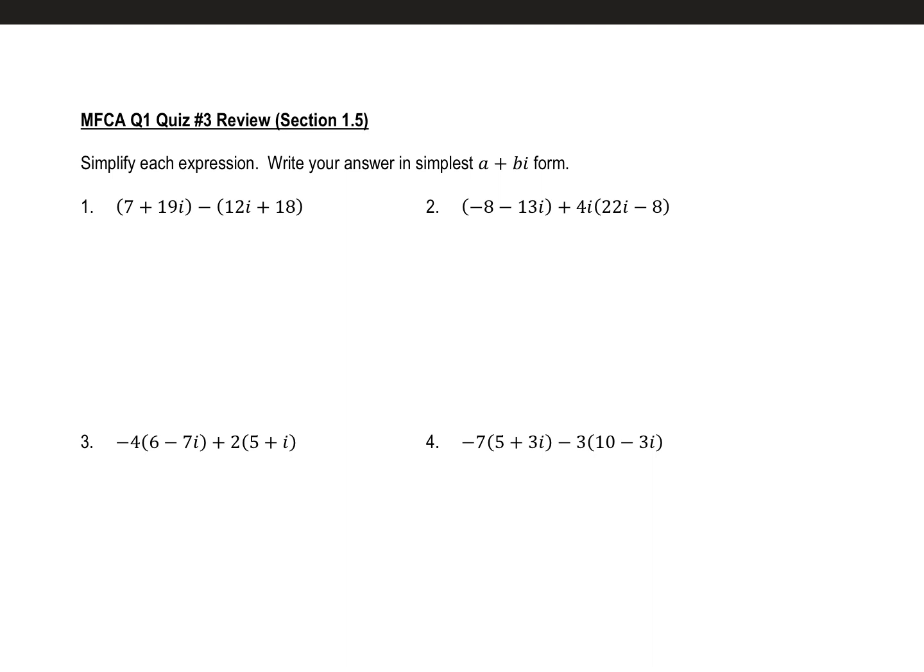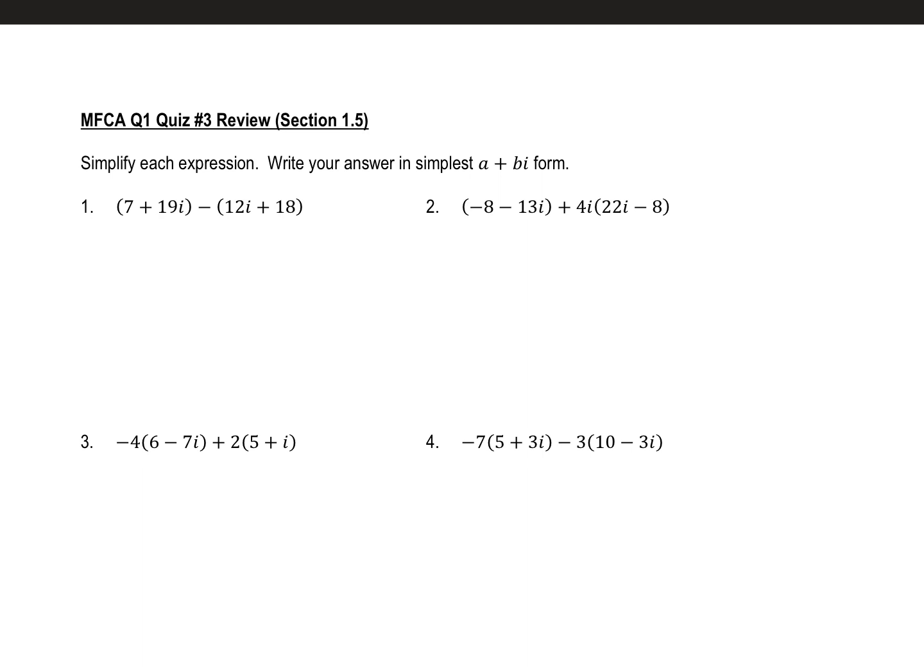Your first questions tell you to simplify each expression and write your answer in simplest a plus bi form. Your questions like this tomorrow will also tell you to write your answer in a plus bi form. So if your answer is not given in a plus bi form, you will get points taken off for those questions. So for number 1, you have 7 plus 19i minus 12i plus 18.